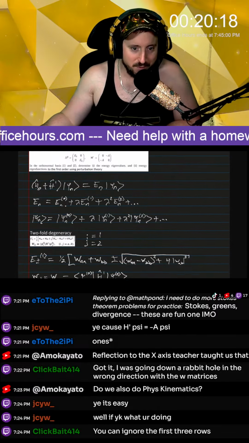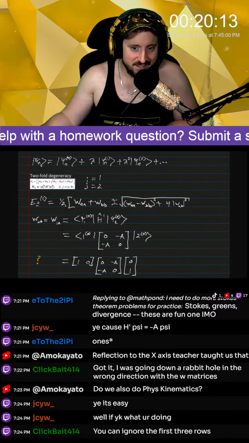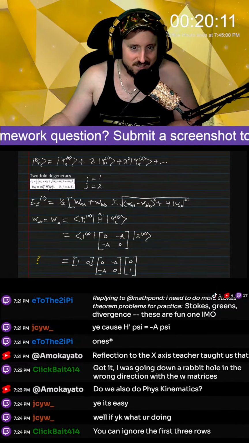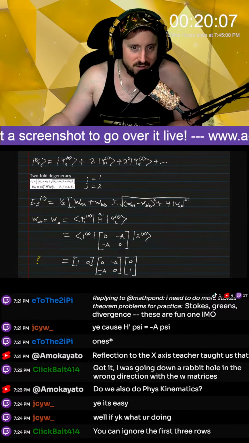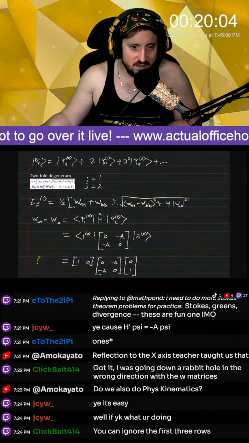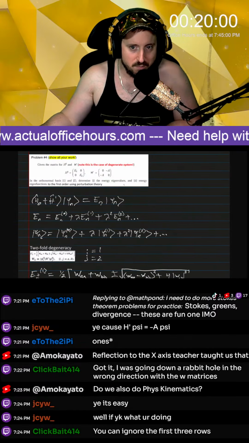You can ignore the first 3 rows. Wij is equal to sandwiching psi i and psi j in the 0 state between the H prime operator.